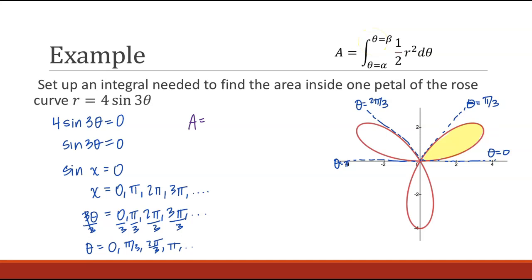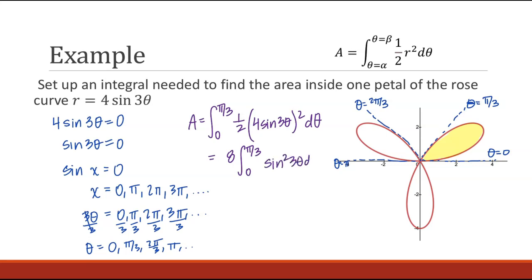So our area is going to be the integral from 0 to pi over 3 of 1/2 times r squared, so 4 sine of 3 theta squared d theta. And so we can kind of clean this up a little bit. The 4 would get squared, that's 16. 16 times 1/2 is 8. We can pull the 8 to the front. So 8, the integral from 0 to pi over 3, and then we'd have sine squared 3 theta d theta. And the integration on that would require the power reducing formula.